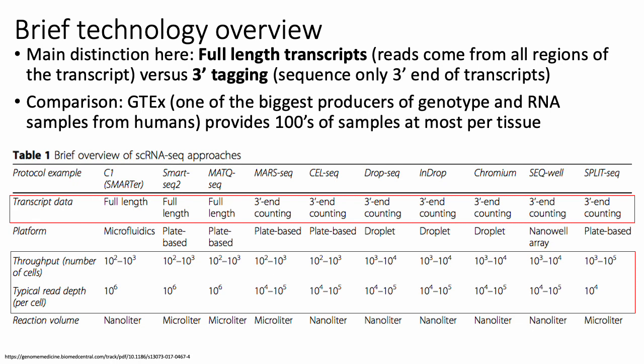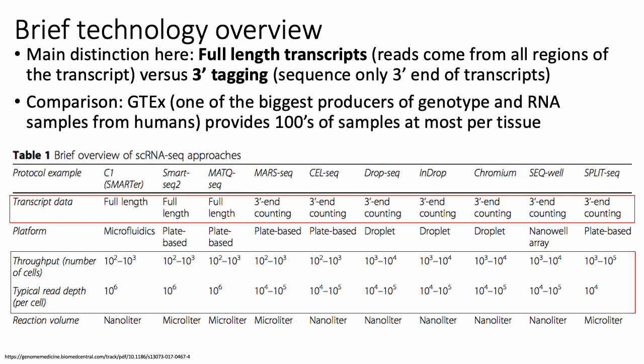For example, split-seq, at least according to this table, allows you to sequence somewhere between 1,000 and 10,000 cells. And that number is actually much higher nowadays. You can use, for example, Chromium based approaches to sequence hundreds of thousands of cells fairly easily. But if you look at the typical read depth per cell, the full-length approaches tend to give you a higher number of reads per cell compared to the 3' end counting methods.